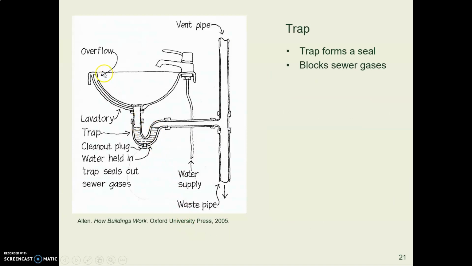The water, let's say we're looking at a sink. The water runs down the sink drain down into this P-shaped trap, fills up the trap. Because of gravity, the water doesn't just run all the way out, it sits in the bottom here until the next load of water comes through. And this water blocks the pipe so that gases cannot come back up through the sink.